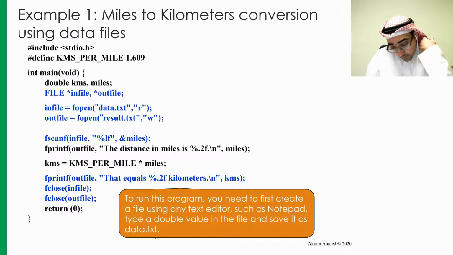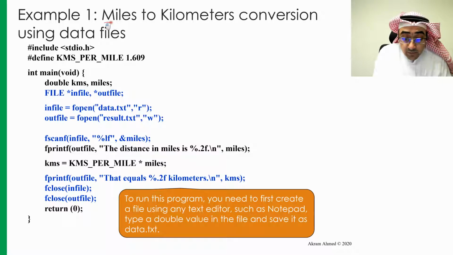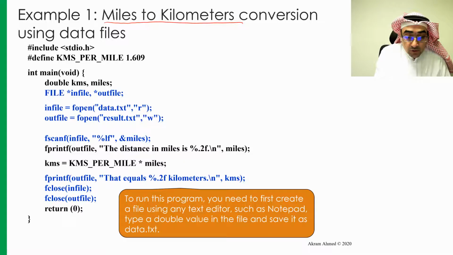So let's go on and take a real example. In our example, we're going to convert miles to kilometers, okay? But this time, the input is going to be from a file, not from a user. So what we will do, we will write our program, and in our program, we declare our double miles and kilometers as always.